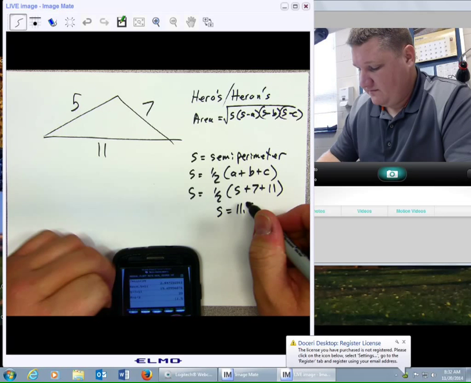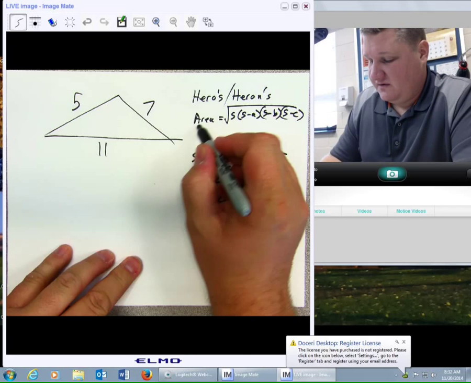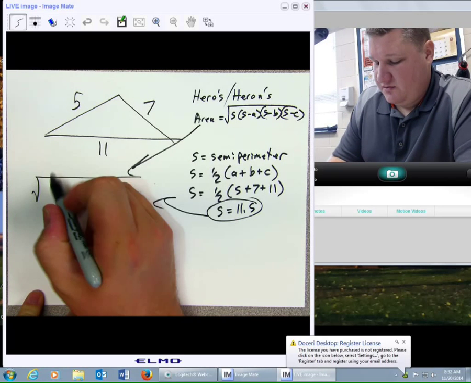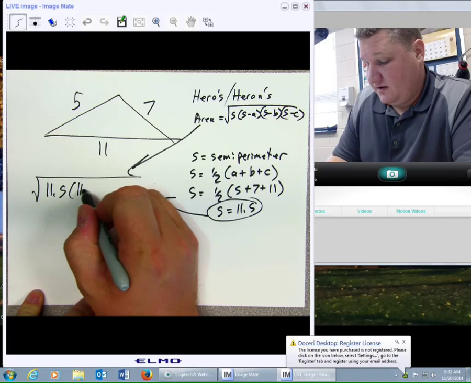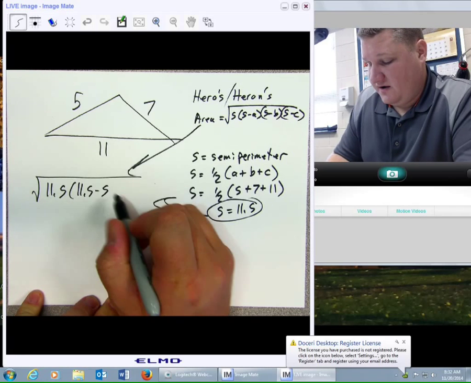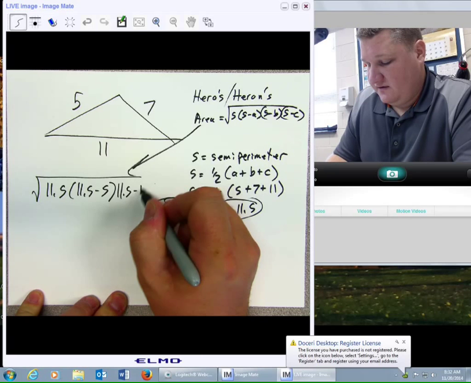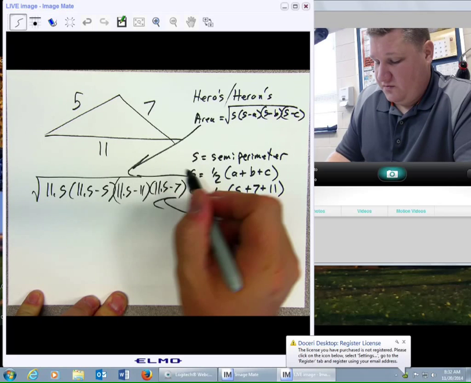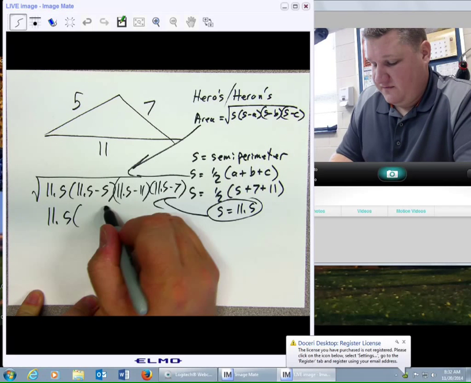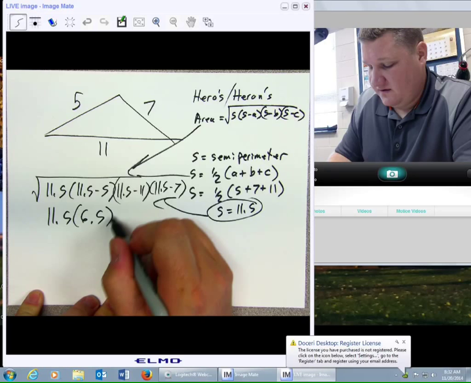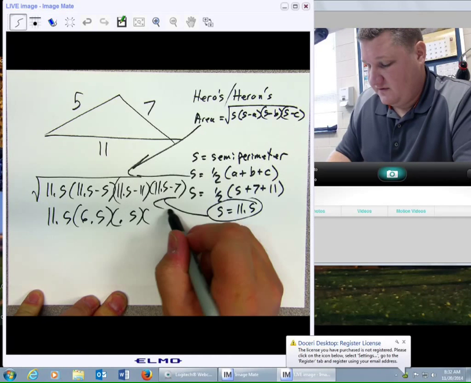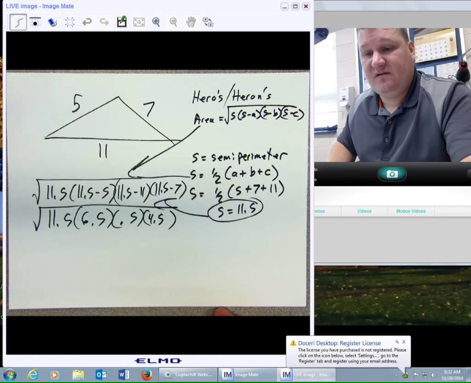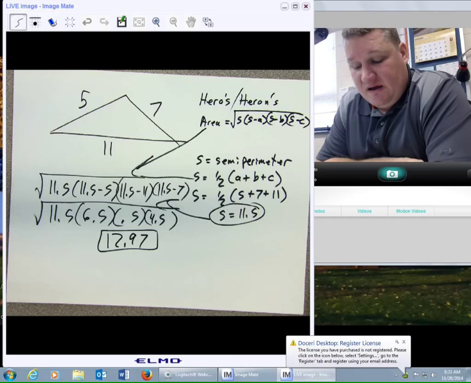So now I just have to create my formula. So let's bring the semi-perimeter, and we say square root of 11.5 times (11.5 minus 5), (11.5 minus 11), and (11.5 minus 7). With that, you come up with 11.5, you come up with 6.5, you come up with 0.5, and you come up with 4.5. Multiply and square root. In this case, I come up with 12.97.